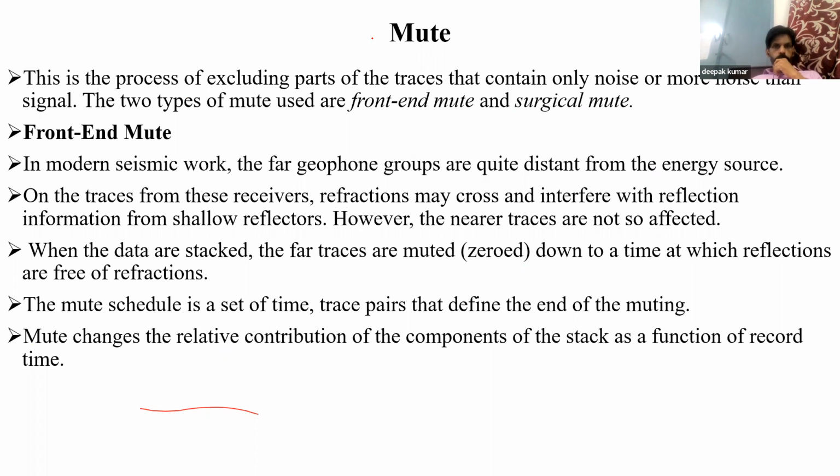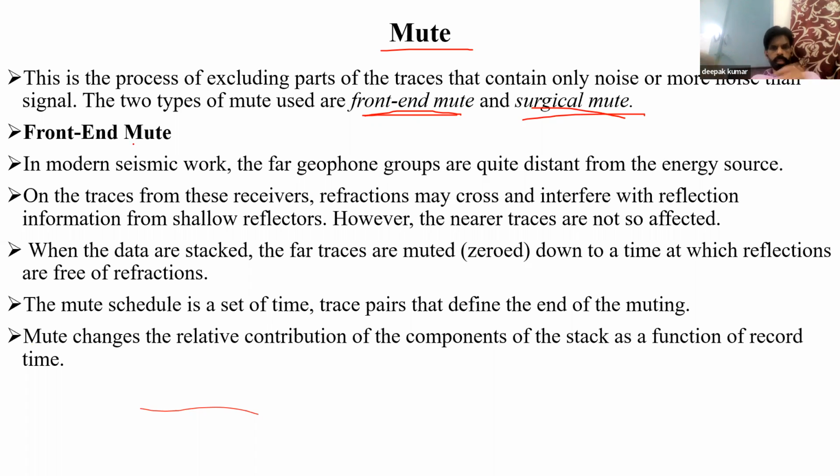So I have talked about mute. Mute is nothing but removing the unwanted traces fully. So this is front end mute and surgical mute. This is also called top mute. Okay, and then surgical mute is there, and then one more is there. That is bottom mute. So for reflection surveys on land, we use top mute, and for marine surveys, we use top and bottom mute. In bottom mute, what happens? We can remove the effect of multiples using bottom mute.